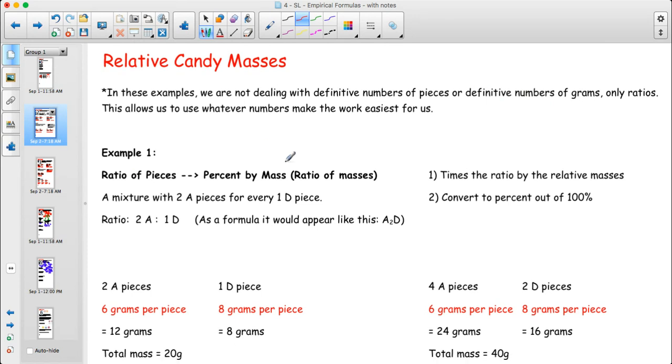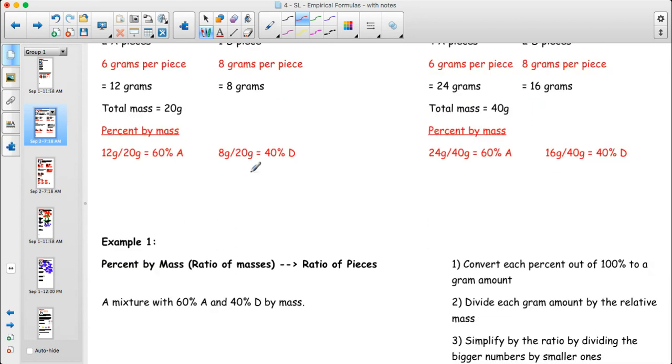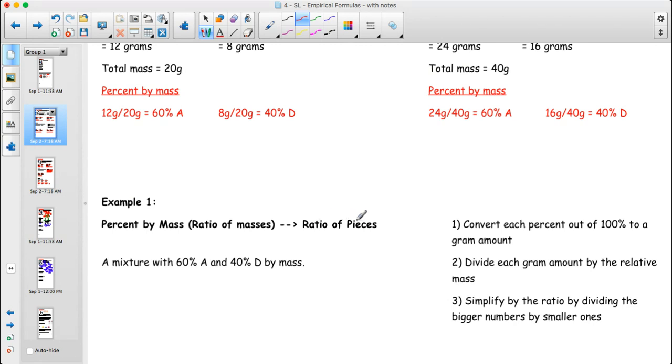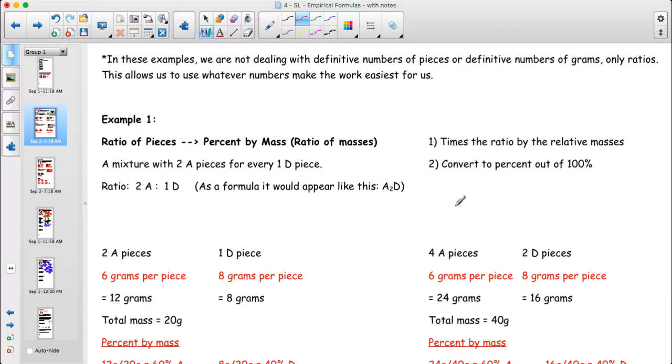Okay, so relative masses are going to be used in two ways. They're going to be used in calculations where you are figuring out the percentage by mass of different types of candies in a mix, or where you're figuring out the number of pieces relative to each other, the ratio of pieces in a mixture. So here are a couple of the simplest examples that we can come up with. If you are given the ratio of pieces of types of candy in a mixture, all you have to do is multiply the value in the ratio by the relative mass, and then convert those mass values to a percentage by mass out of 100%. So here's what that means.